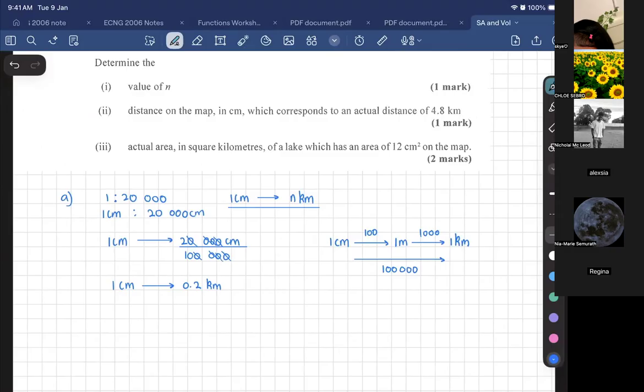So, yeah, Chloe? I don't understand where this comes from. You don't understand where this comes from? When you start with the ratio thing, you want 20,000.